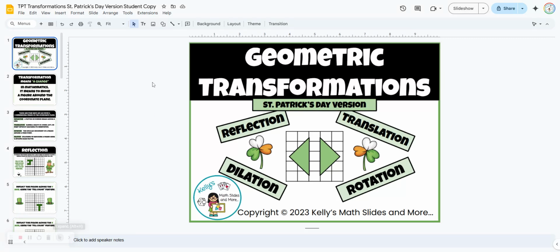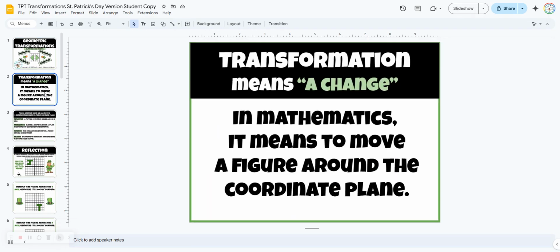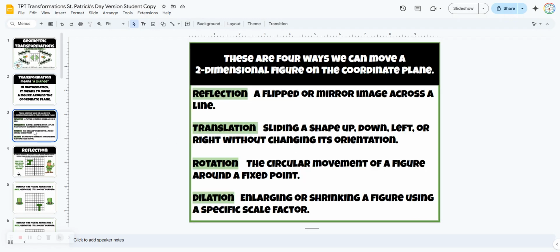Geometric Transformations. This is a digital lesson, and this one is St. Patrick's Day themed. So it covers the transformations of reflection, translation, dilation, and rotation around the origin. It's a lot of fun for the students. They can use the fill color feature of Google Slides in order to show their transformations. So the lesson starts with explaining what transformation means and what it means in mathematics.